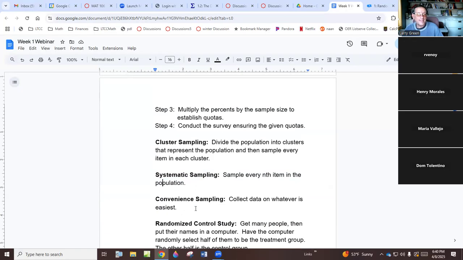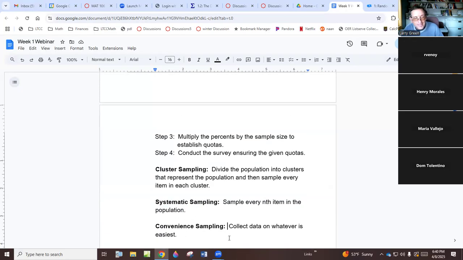Okay, then there's convenience sampling. Convenience sampling is when you collect the data on whatever's easiest. I want to let you know about convenience sampling. It's the easiest. Do you know what the problem with convenience sampling is? It's easy, so you're like, oh, I want to do that. What's the problem? Yeah, you have bias.